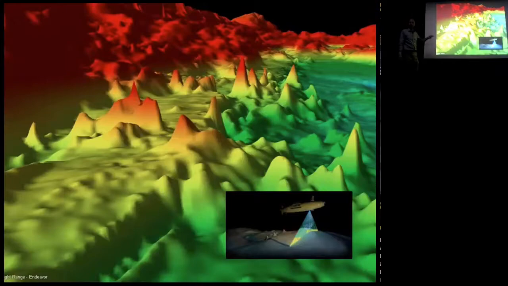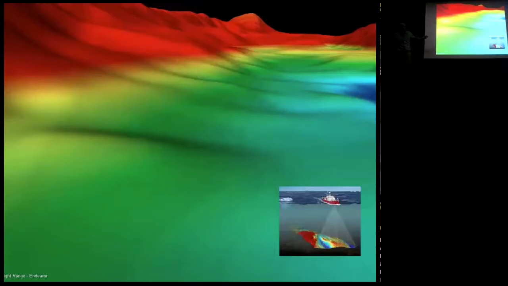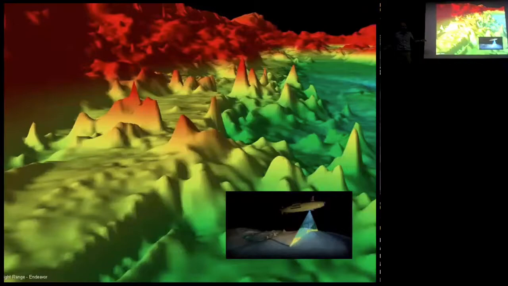20 to 30 meters high, 20 to 30 meters across. Here, this is all we really see. You would never know that this is actually this. So resolution, how detailed your maps are, become very important if you want to find things of a certain size on the seafloor.